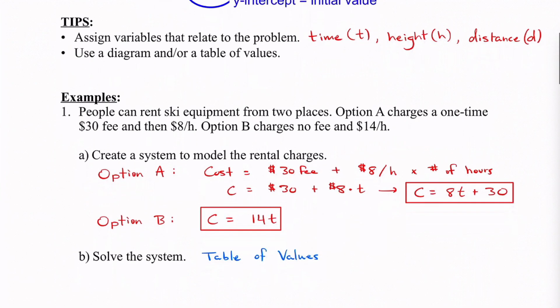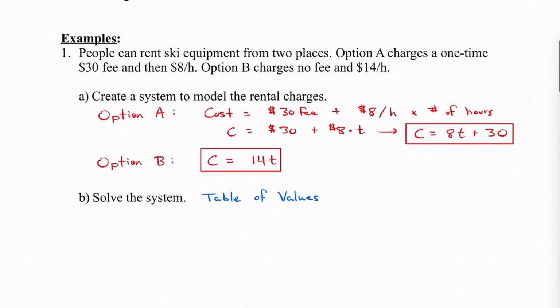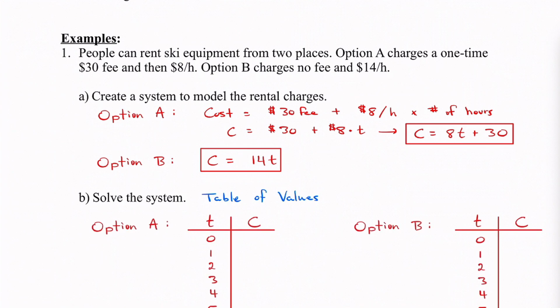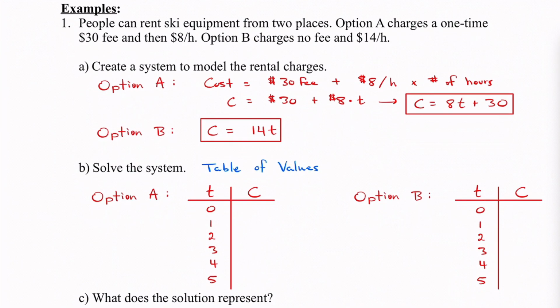Next we are going to solve the system, and we're going to use a table of values for this. So I have made a table of values for option A and a table of values for option B. In my column headings, I have a T. T is going to represent time, so after 0 hours, 1 hour, and so on, and then the C just represents my cost, so how much it cost me for each one of those hours.